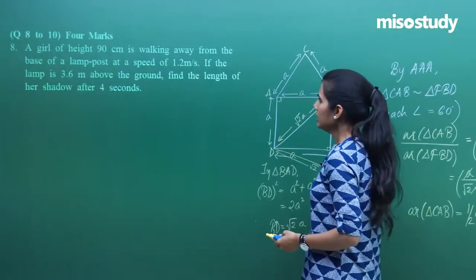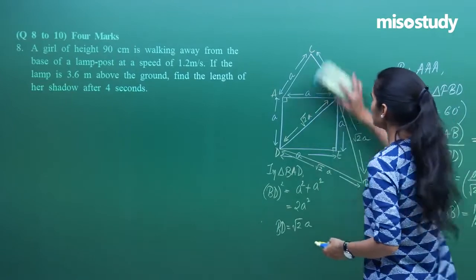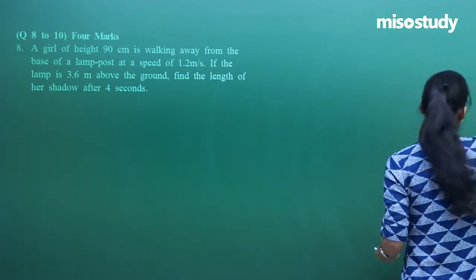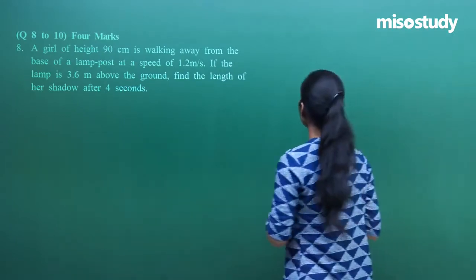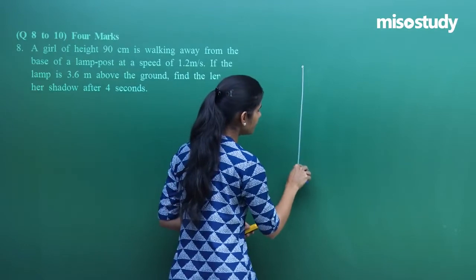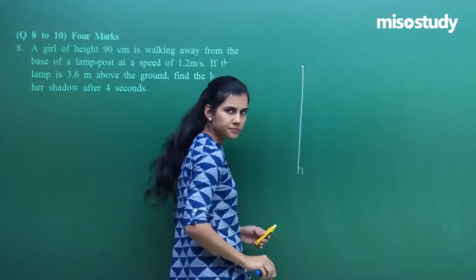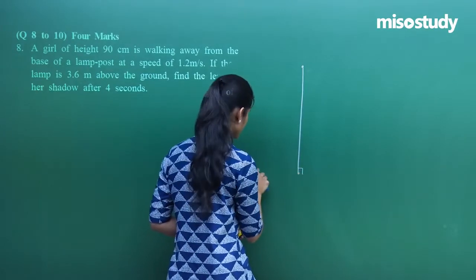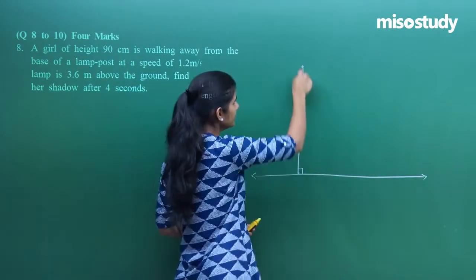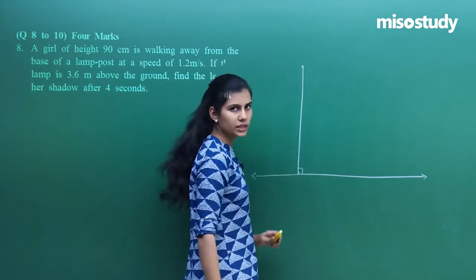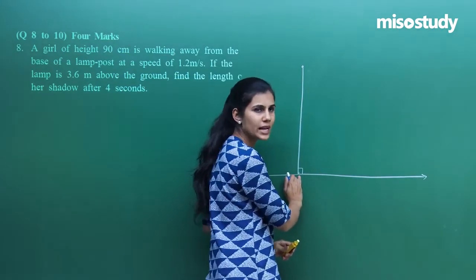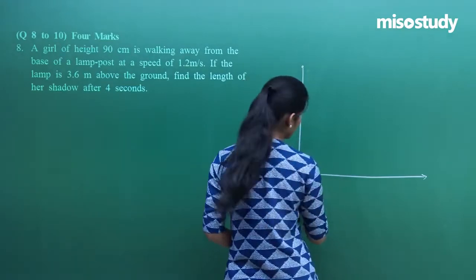Next we have a girl of height 90 centimeters is walking away from the base of a lamp post. So there is a lamp post. Say this is my lamp post. The lamp post is obviously vertical to the ground. This is the ground, that's the base. So if that's my ground, this is my lamp post which is vertical to the ground. There is a girl which is starting to walk from here, from the base of the lamp post. Away from the lamp post it is walking.